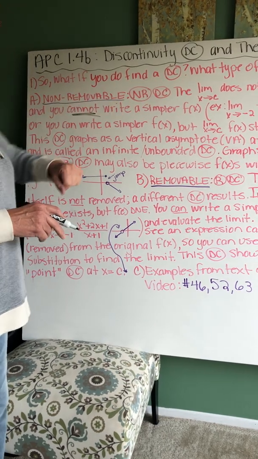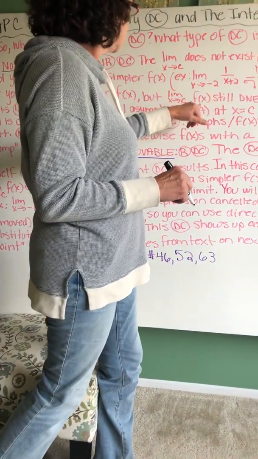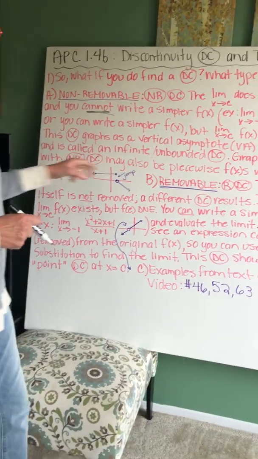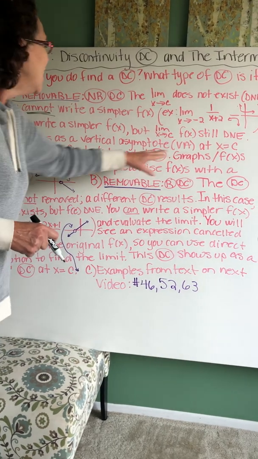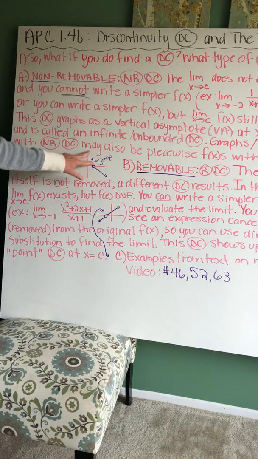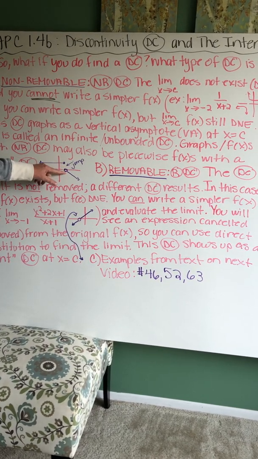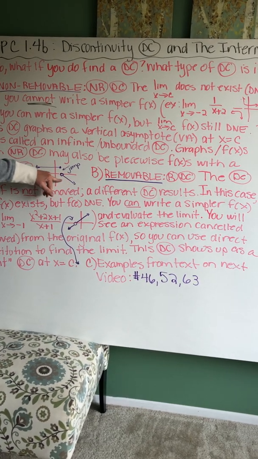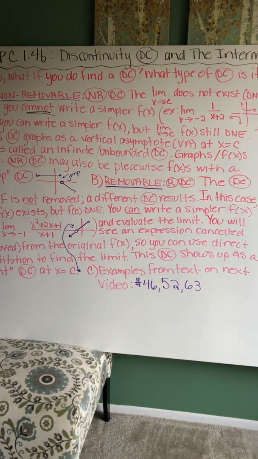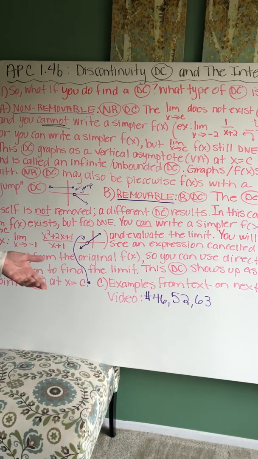So let's go back. The limit does not exist, and you cannot write a simpler function, or you can write a simpler function, but the limit as x approaches c of f of x still does not exist. It doesn't get rid of the problem. Okay? This is called an infinite or unbounded discontinuity. And then graphs or functions with non-removable discontinuities may also be piecewise functions with a jump discontinuity. So notice here, in this graph here, there is not a limit that exists at this c right here, nor this is a horizontal line and a y equals mx plus b line, nor is there a way I can simplify to remove a problem, a discontinuity. Okay, and we will do practice with this, with these problems. There will be a second video on examples looking at non-removable and removable discontinuities.